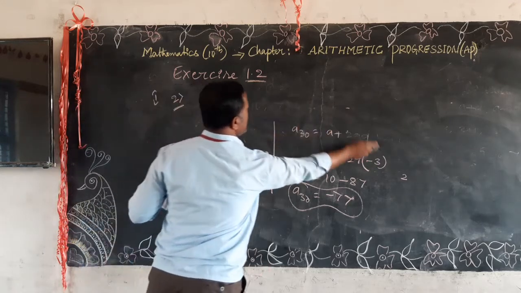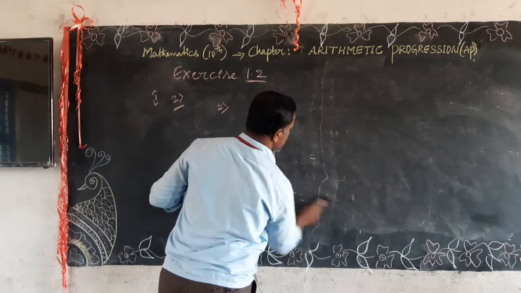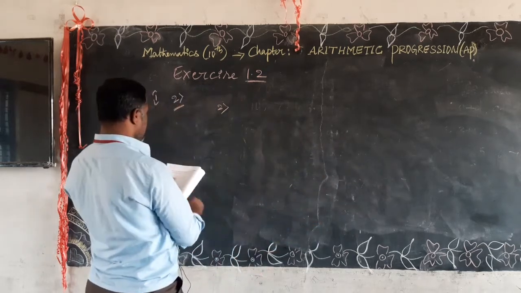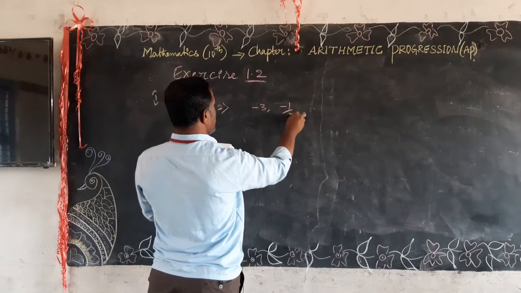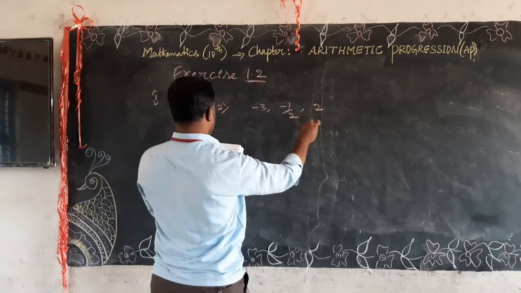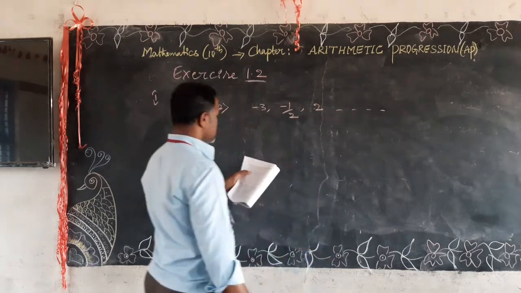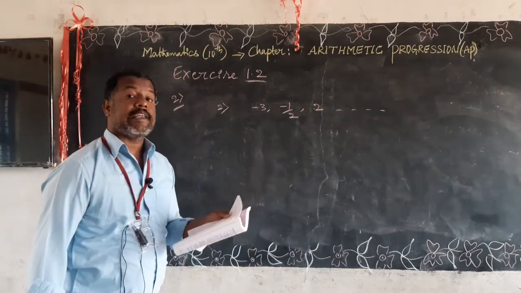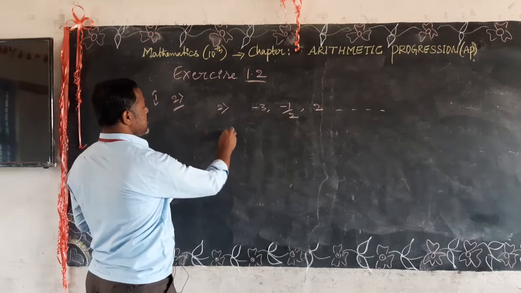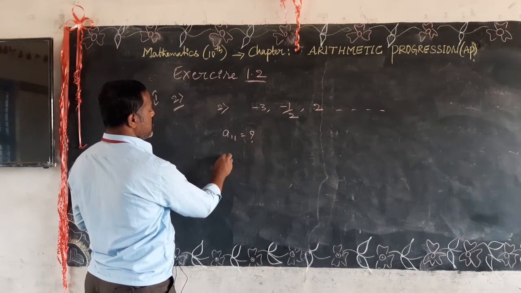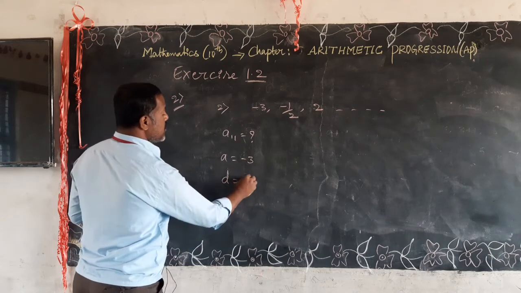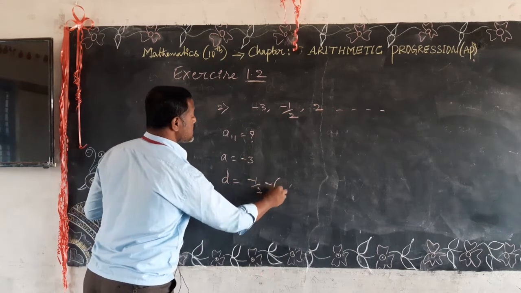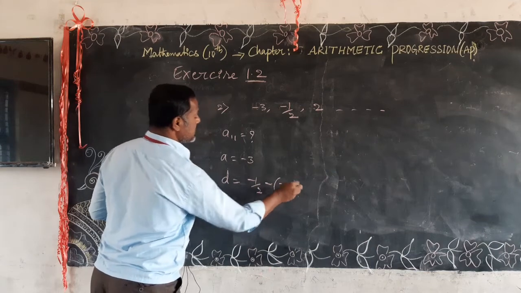That is also based on the same concept. Minus 3, minus 1 by 2, 2, and so on. Which term do we have to find here? The 11th term. That is A11 is equal to question mark. What is the value of A? Minus 1. What is the value of D? Minus 1 by 2 minus of minus 3.